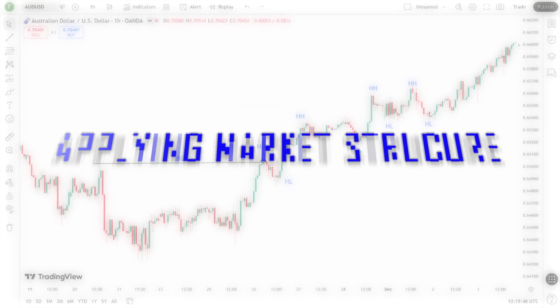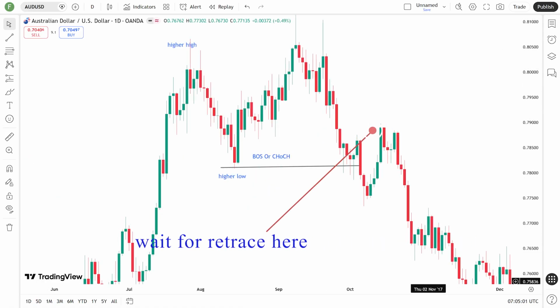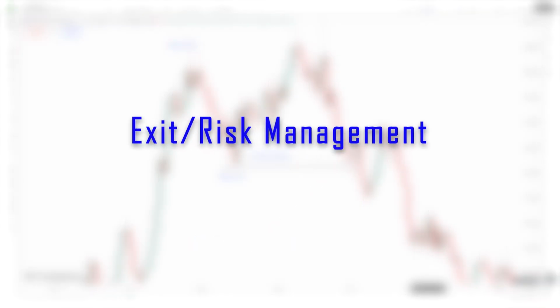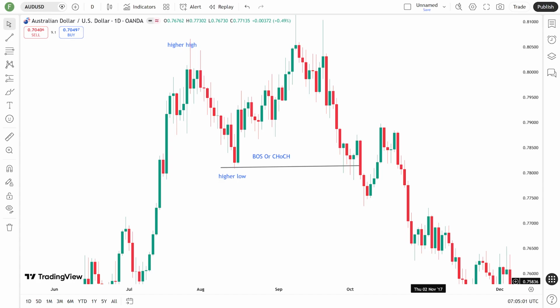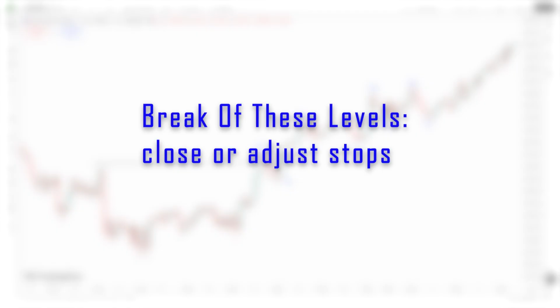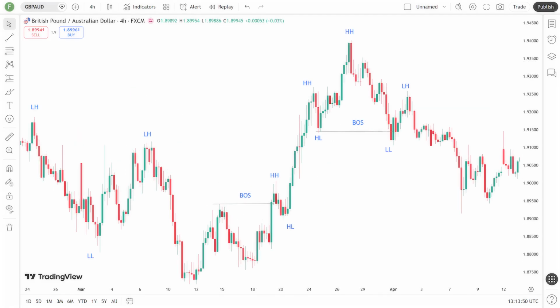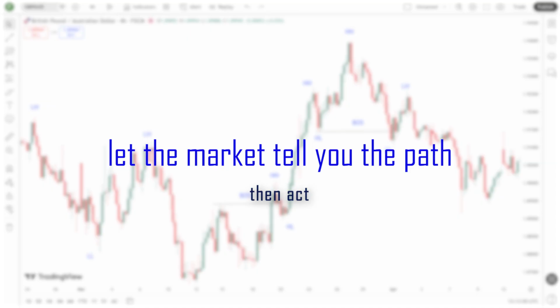Applying market structure. Entry. In an uptrend, wait for a pullback, then enter as the higher high resumes. In a downtrend, wait for a retrace, enter as the lower low resumes. Exit or risk management. Always watch the last higher low or lower high. Break of these levels, close or adjust stops. Market direction. Multiple higher highs and higher lows, only look for buys. Multiple lower highs and lower lows, only look for sells. Follow structure first. Let the market tell you the path, then act.